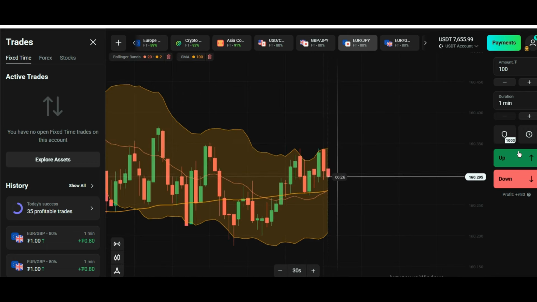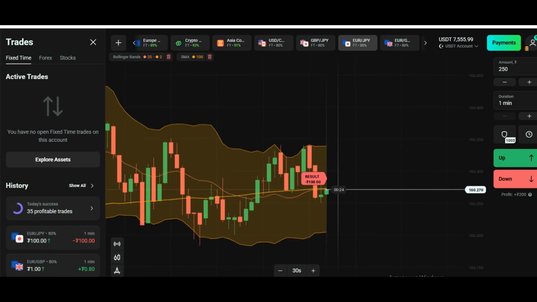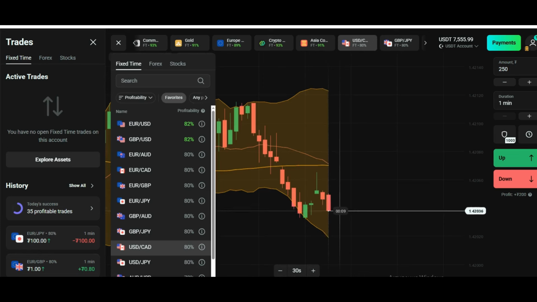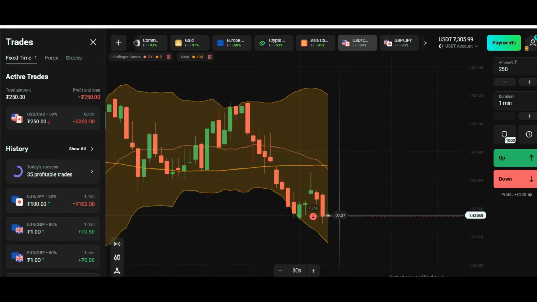Let's open a trade for an increase. Then our signal turned out to be profitable. Let's open another trade. Now we will open a trade, most likely, yes. Now let's wait for 4 seconds to the end of this candle before the trade opens for a decrease.